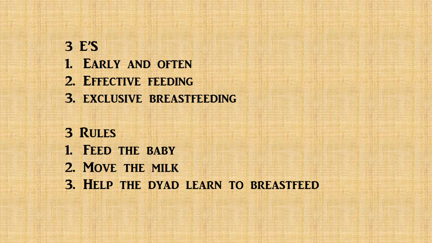The third rule is help the dyad learn to breastfeed. This means teaching the mother and having a positive environment. It also involves patience and reassurance.